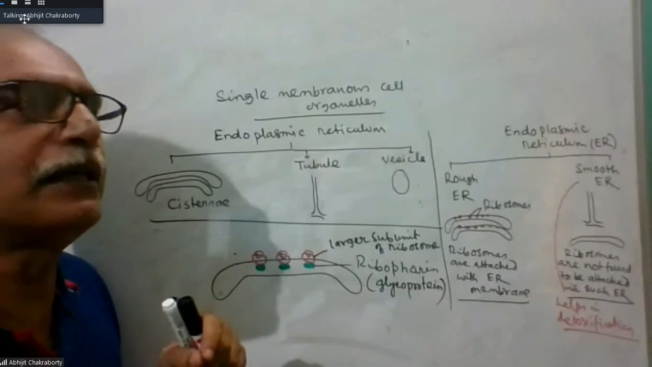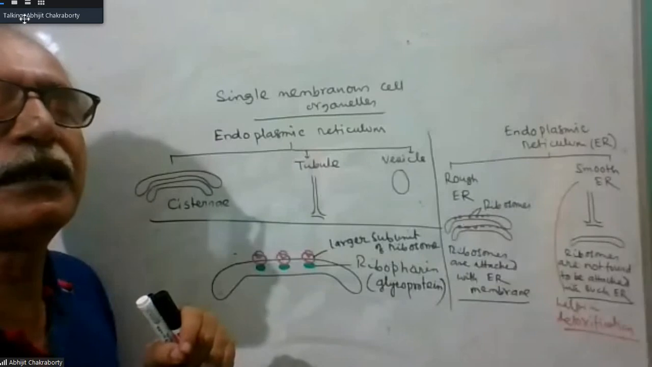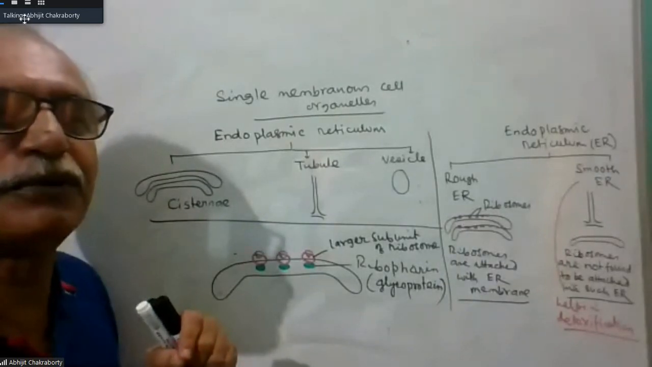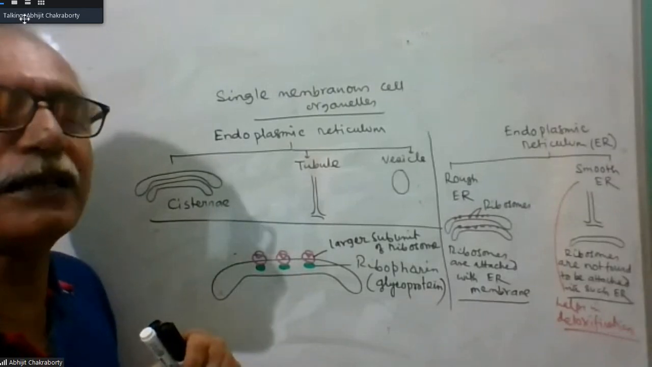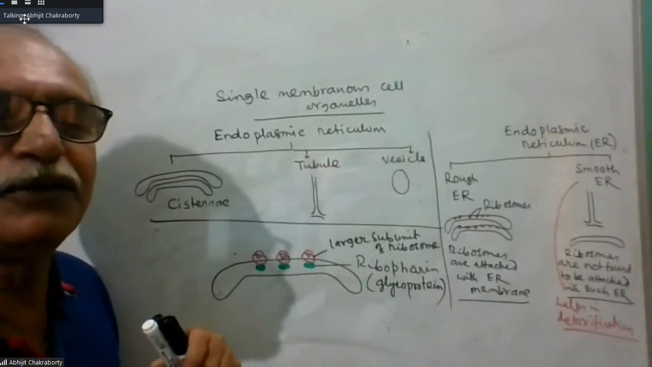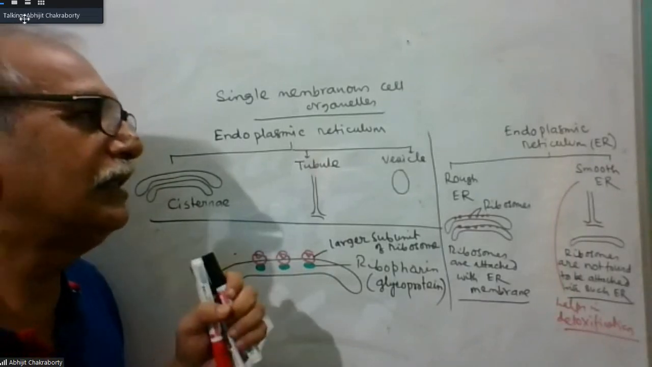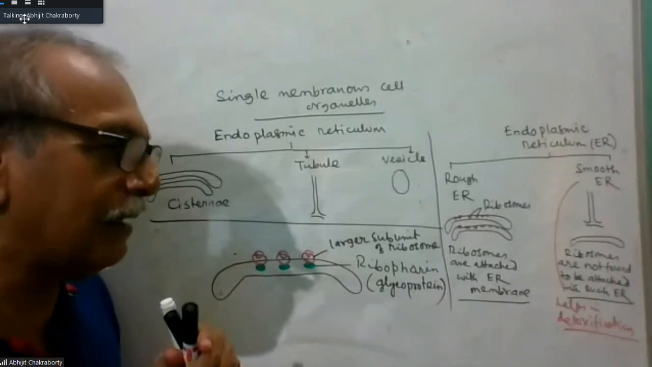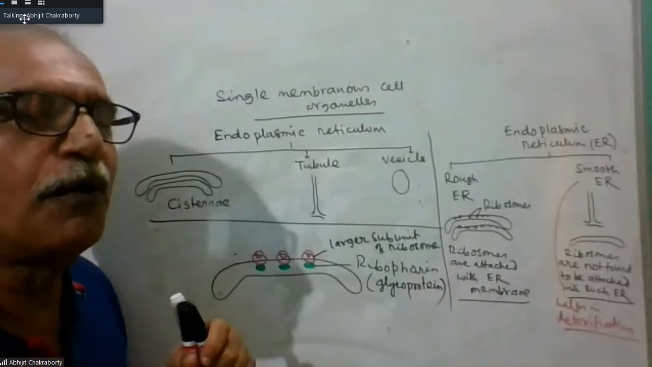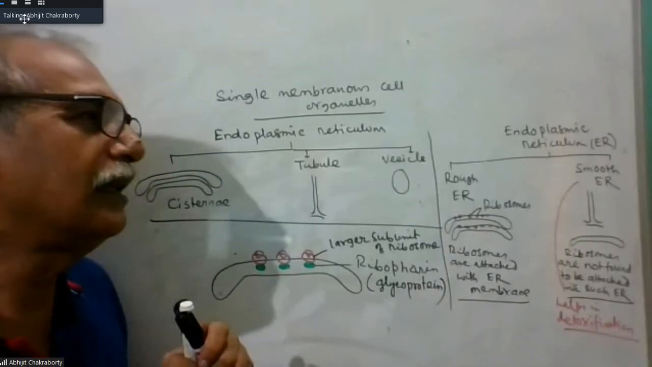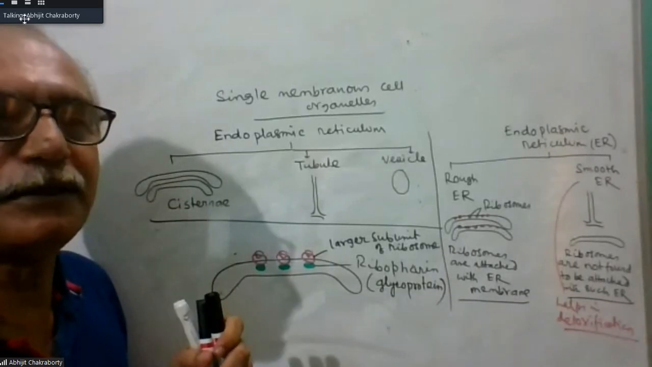SER helps in the binding of the OH group to the toxin. Once the OH group is attached, the toxin becomes soluble in water. As it becomes soluble, it can be flushed out of the body easily through water. Clear? Yes, sir. So this way, smooth ER helps in detoxification by adding a hydroxyl group to the toxin. The toxin becomes soluble and is ultimately expelled from the body.